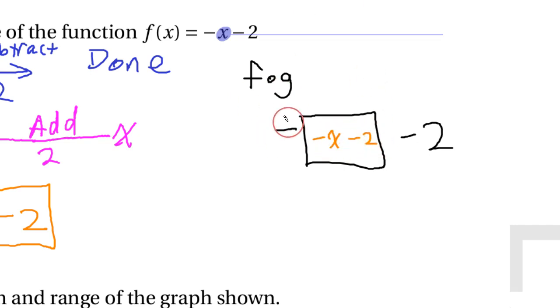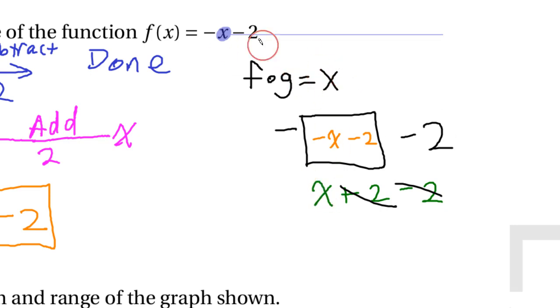Well, remember this negative in front is going to distribute inside of this box, leaving me with x plus 2 minus 2. And then, lo and behold, the 2's cross out, leaving me with just x. So f of g is equal to x.